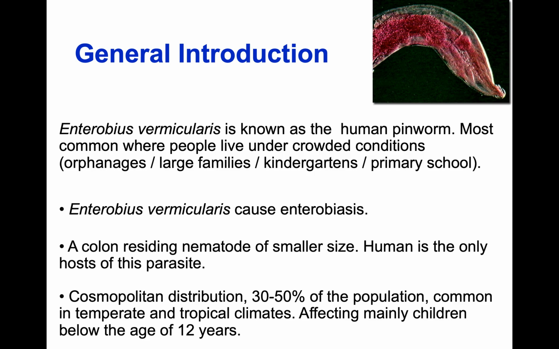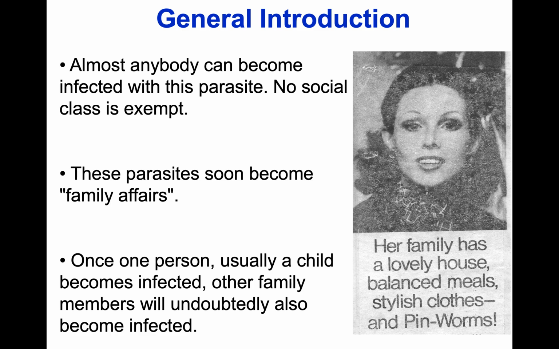With a cosmopolitan distribution, we can see that 30 to 50% of the population can have the infection. It's common in temperate and tropical climates, and this parasite affects many children below the age of 12. Anybody can become infected with this parasite.